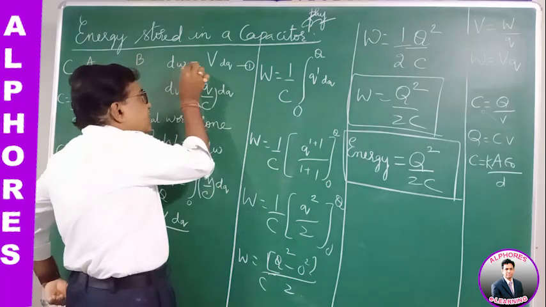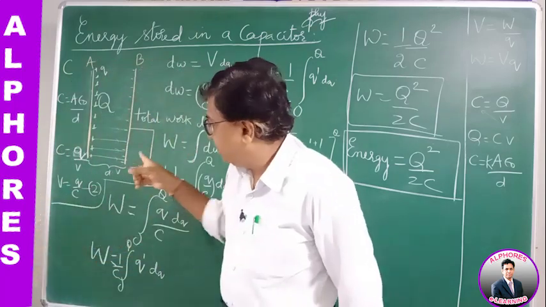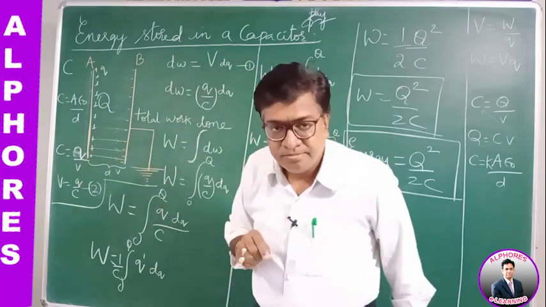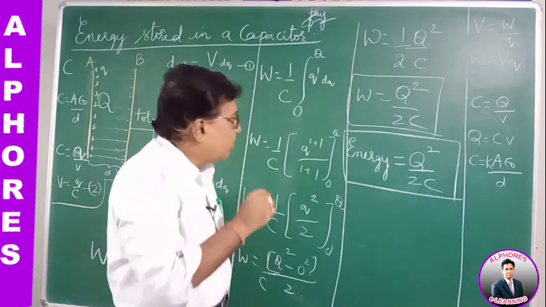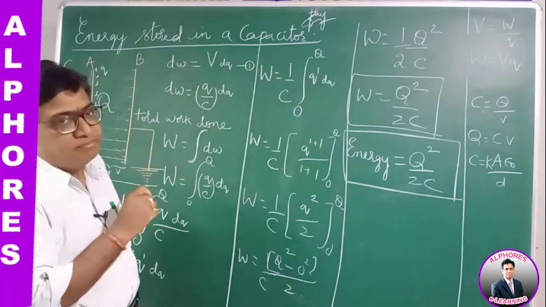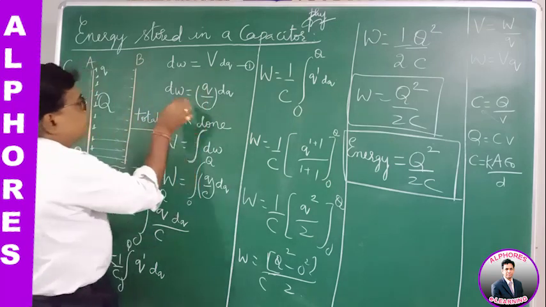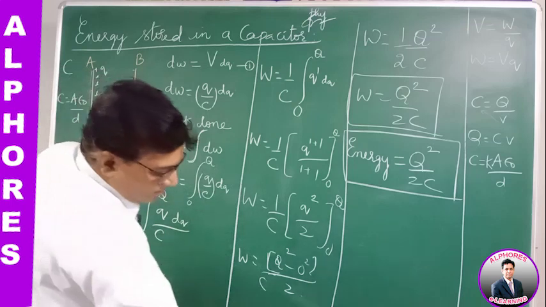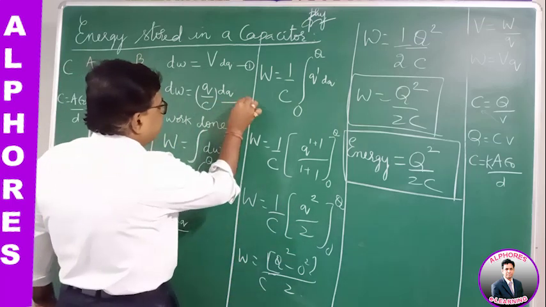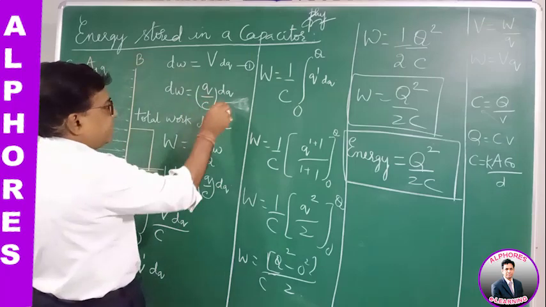The small work done in putting dq at that potential V. Now the plate is at that potential V, so at that potential V, I have to put a charge dq. So the small work done is dW = V dq. We have already found V is q by C, so the small work done is q by C dq. This is equation 1. Substituting 2 in 1, I get this. Let this be 3.